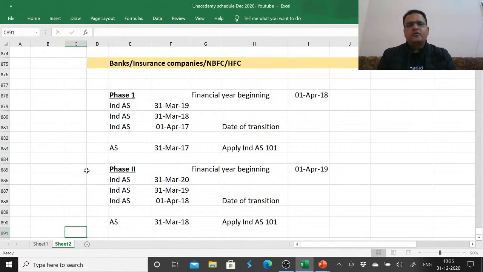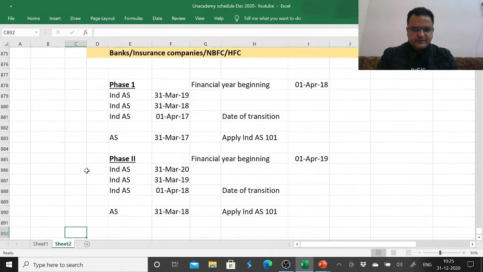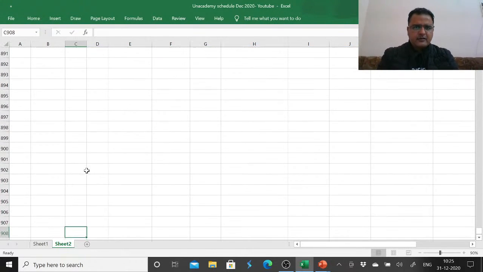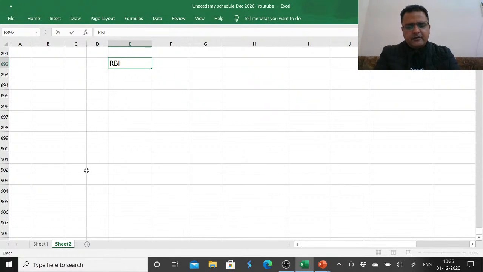They would like to move on to the Ind AS then, though they are required to give a disclosure based on Ind AS as part of their existing financial statements. Banks have postponed it for an indefinite period as of now. RBI has postponed application of Ind AS for banks for an indefinite period.